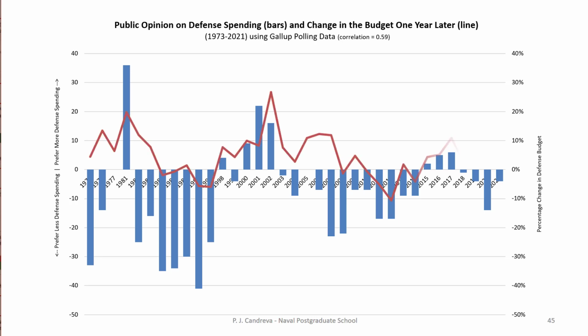The red line is the change in the defense budget the following year, the year after the poll was taken, because if public opinion is something today, it'll be next year's budget that's affected. And we find a very high correlation here, 0.59, which is unheard of in social science.